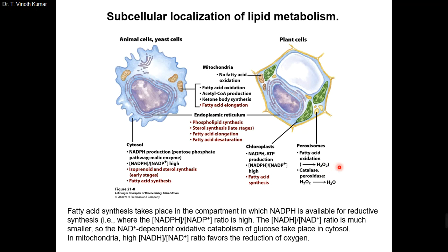So this is the overall mapping of all the metabolic pathways comparing the animal cell, including the yeast cell, and the plant cell. So this is the overall view. Based on that we can go on.